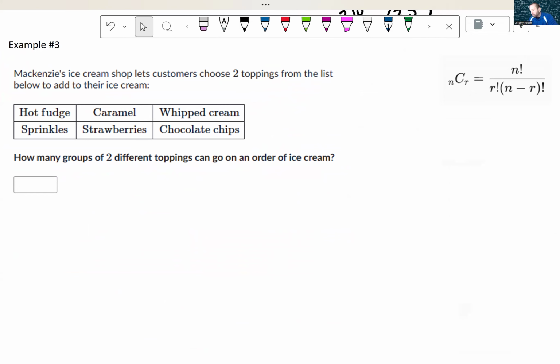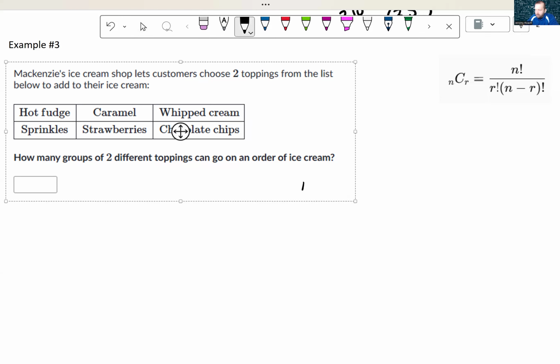They can go in any order. They'll still be on the ice cream. So we're going to use combinations for this. And we're choosing 2 toppings out of 6. So this is n is equal to 6, r is equal to 2.